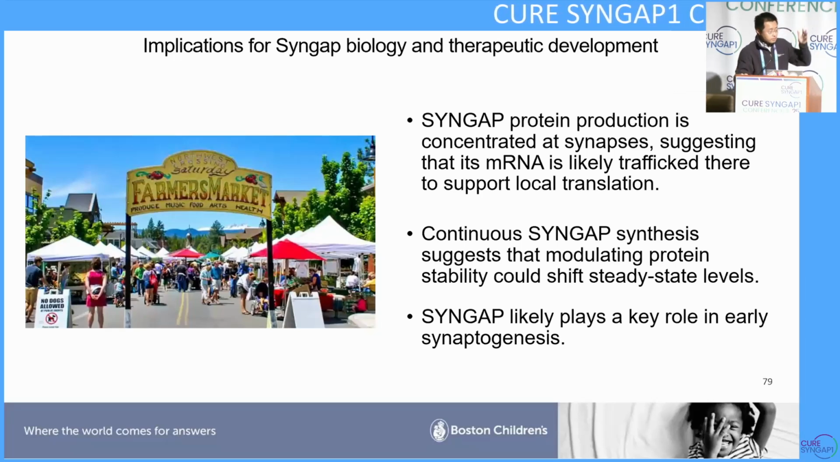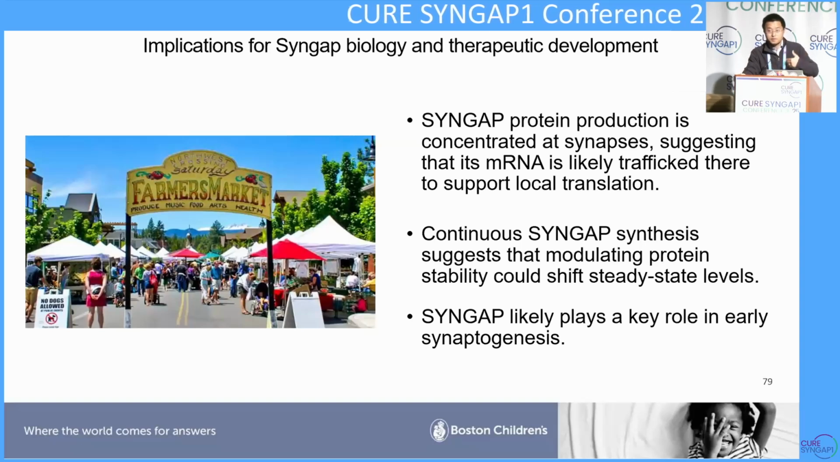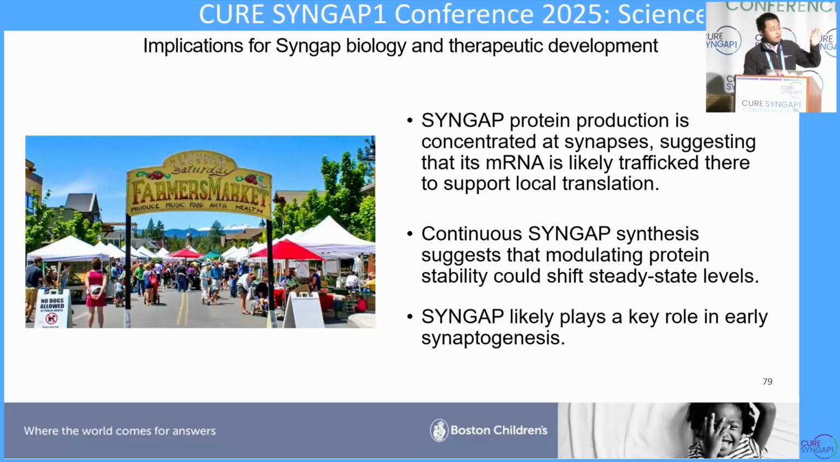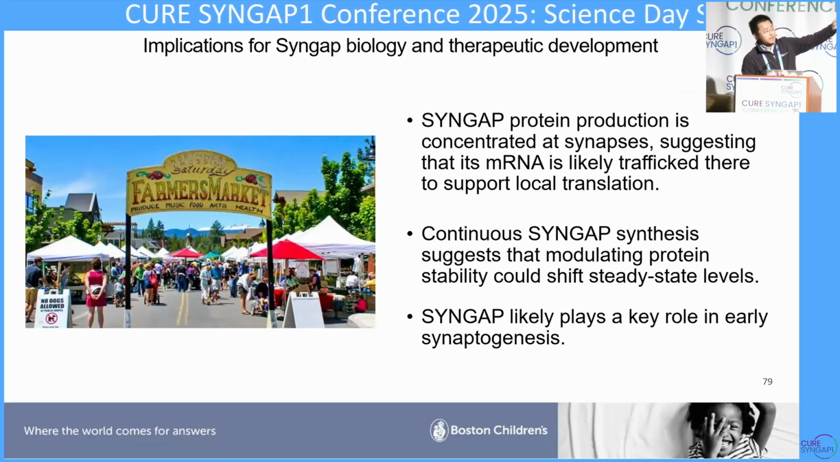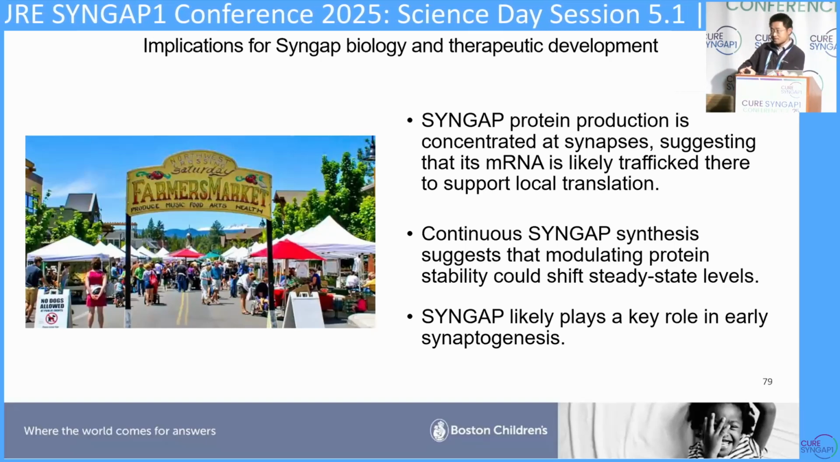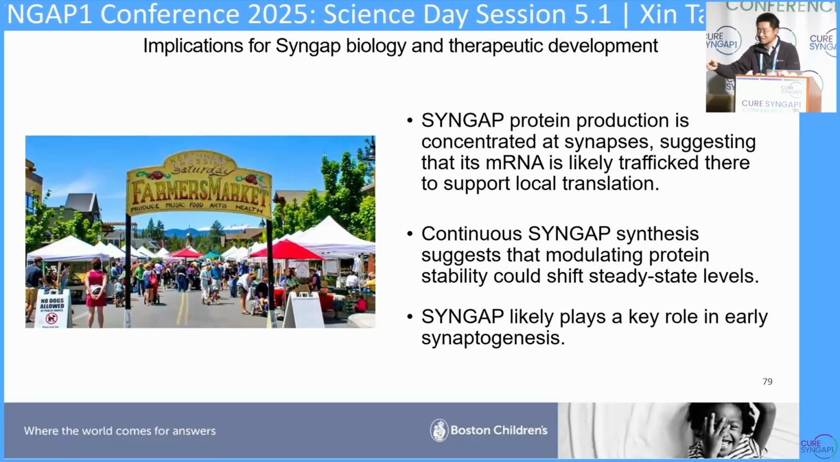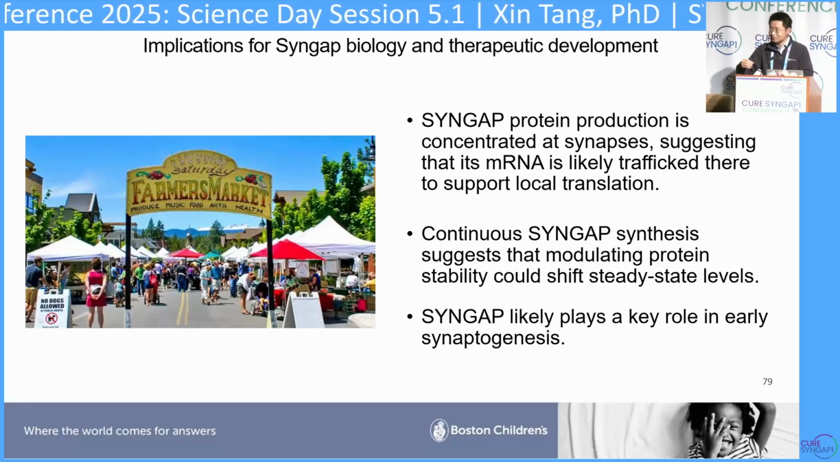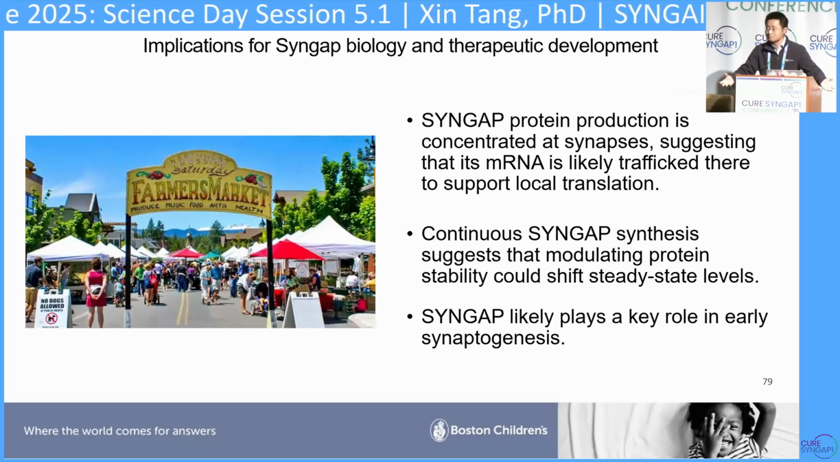So I'd like to share a few thoughts on what this means for therapy development and understanding the biology. First, our model is that protein production is at synapses, so the RNA must be trafficked, because RNA is produced in the nucleus and must be trafficked to the synaptic site. So maybe there's some isoform-specific affinity for this RNA, or maybe different stability at the synapse.